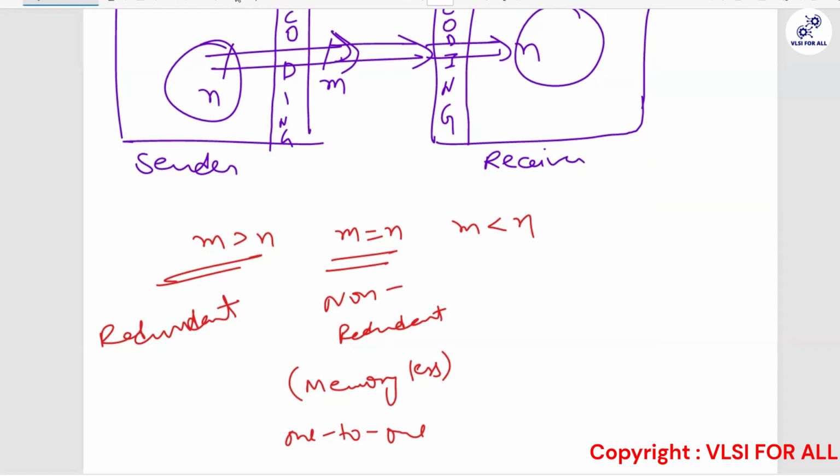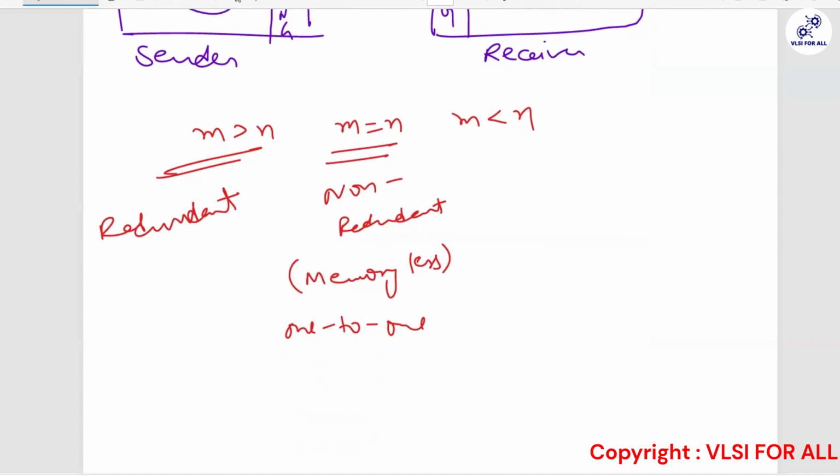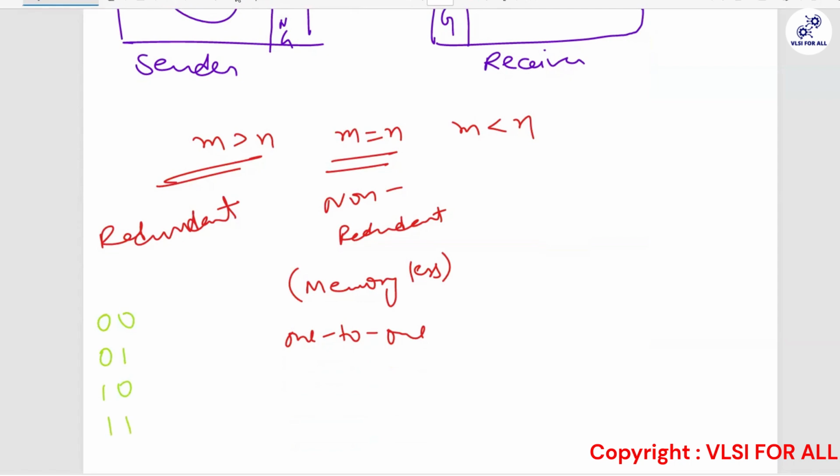When m is greater than n, let's say m is 4 and n is 2. It means we are encoding 2 bits into 4 bits. One simple example for that can be one-hot encoding. If you say 00, 01, 10, 11, that is 2 bits, that is n equal to 2. Now you can code them with m equal to 4 this way: 0001, 0010, 0100, 1000.